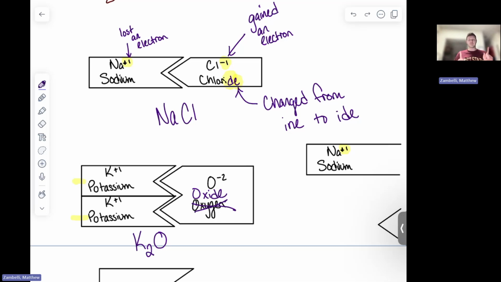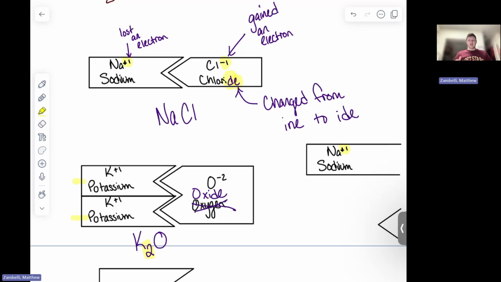The big thing is we do need to put this 2 right here, right? It's different than the 1 because if we just put KO, in my head, I'm thinking we have 1 K and we have 1 O and those are together. But that's not allowed to happen. So we have to make sure we put this 2 down there to signify how many Ks we're looking at.